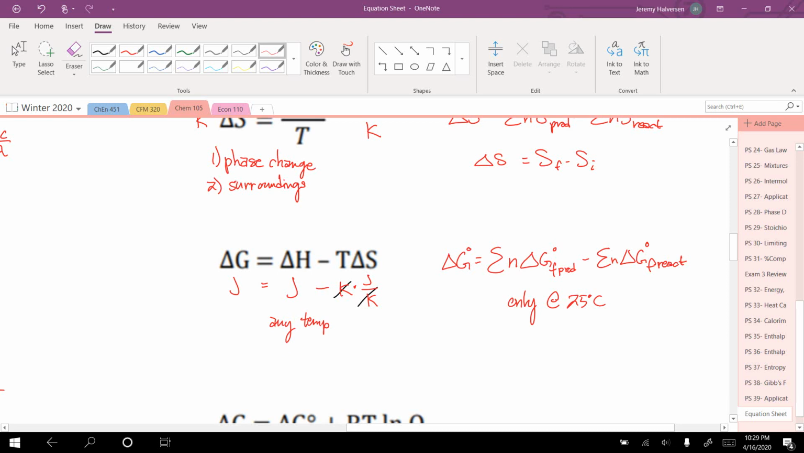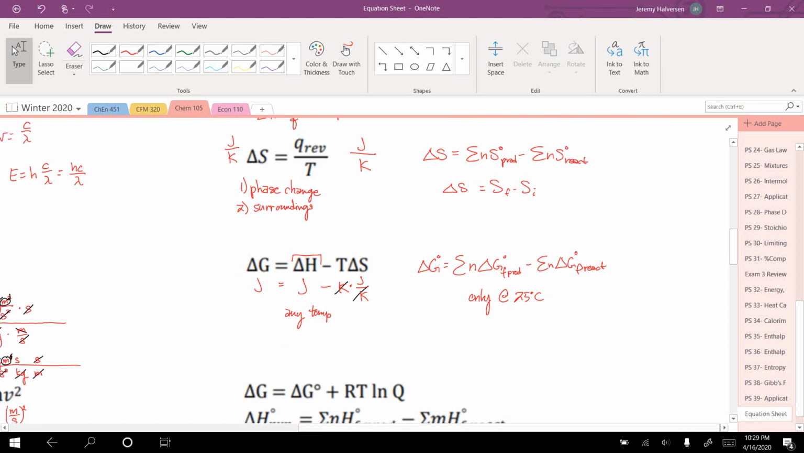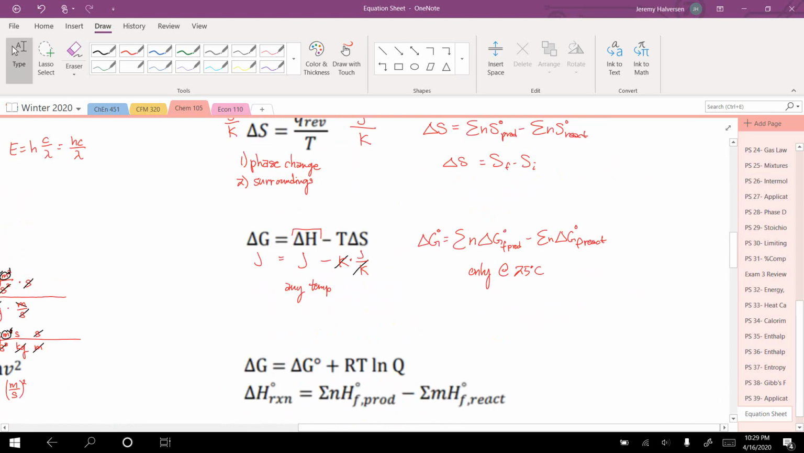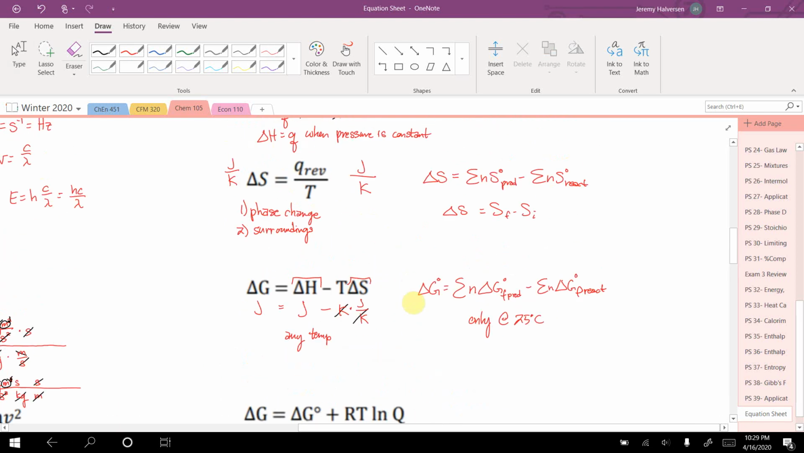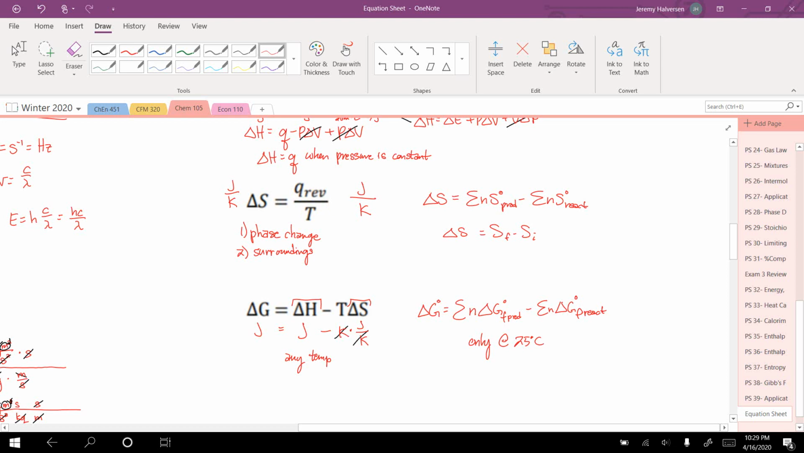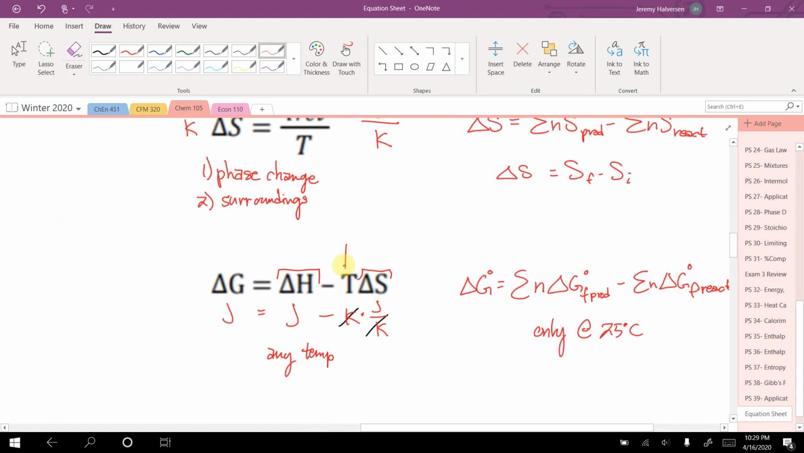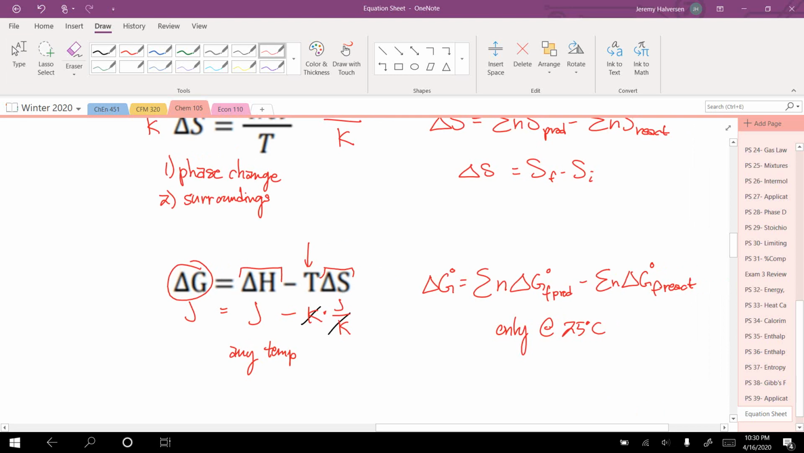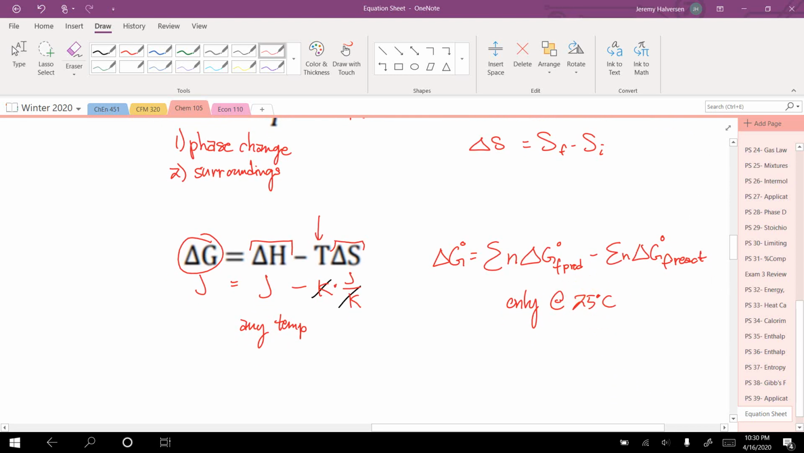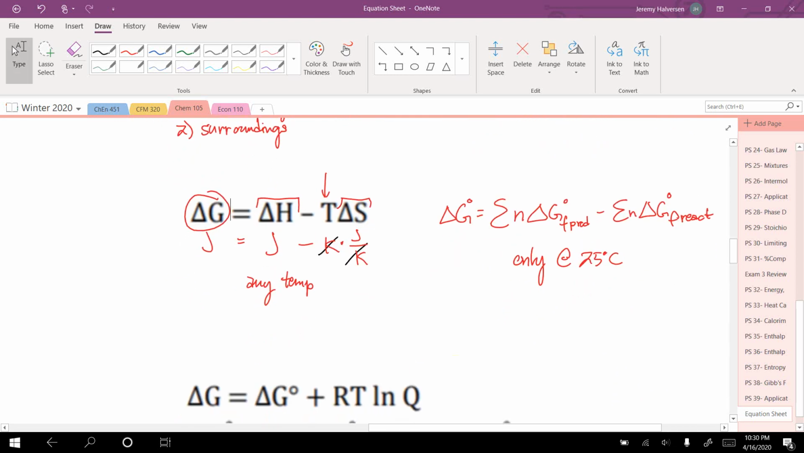Okay, so if you want to find delta G at a given temperature, you would have to find the delta H of that process, which we'll talk about how to do down here. Then you have to find delta S. We talked about two ways to do that, right? Q reversible over T, or products minus reactants. And then we can plug in our temperature and get our delta G. So two ways to calculate delta G: one at only 25 degrees Celsius, the other at any temperature.